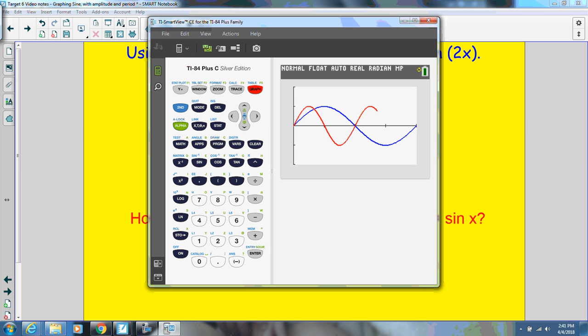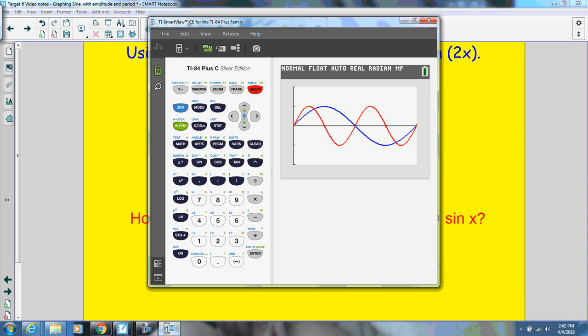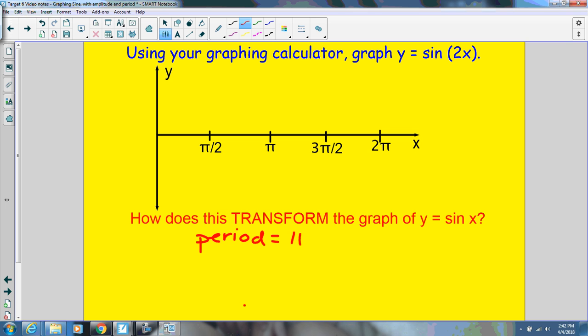Now the red one's the transformed graph. So if you look at that red graph now, what has changed is the period has changed. So the period now equals, if we look at this, our period now is pi. It only takes until pi for that pattern to repeat instead of 2 pi. So my period is pi.